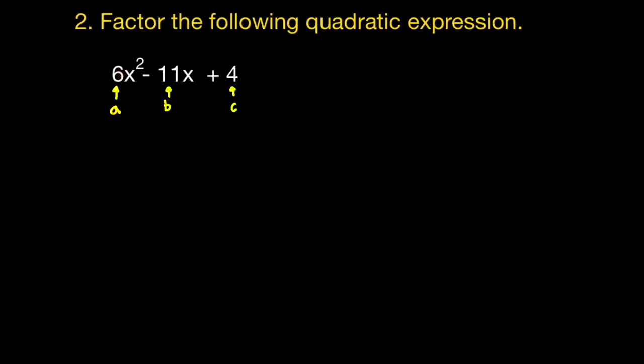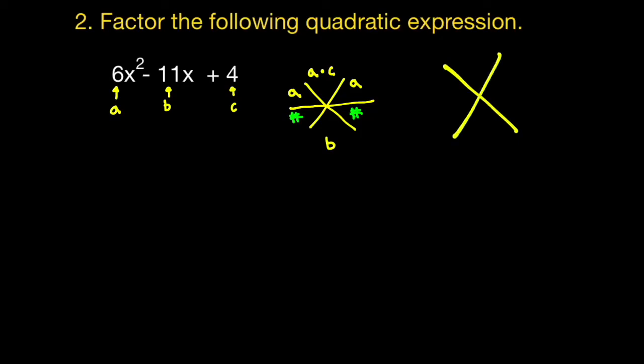I note that my a value is not 1, so I will attempt to factor this out using the snowflake diagram. Applying this to my specific example, I will begin by recording the product of a and c. Basically 6 times +4, that gives me a 24. On the bottom, I record the value of b. Here we have a -11. And on the upper wings, I'm going to record my a value. That's going to be 6.